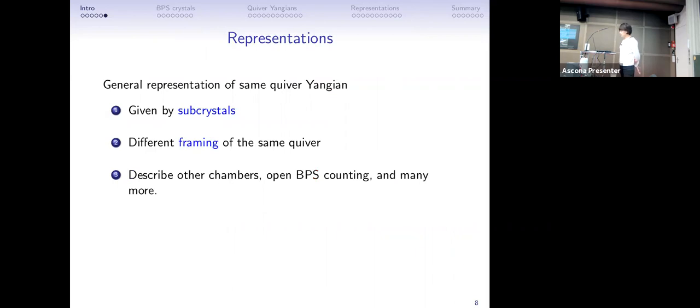Once we get the algebra, we can study the representations. It turns out that all these representations can also be very easily studied in the same framework. The representation is described by the subcrystals of the crystal that we used earlier, and at the level of the quiver, it corresponds to a different framing of the same quiver. These subcrystals describe other chambers from the wall crossing, and it also includes the open BPS counting. There are also many more subcrystals for which we don't yet know what BPS counting problem they correspond to.